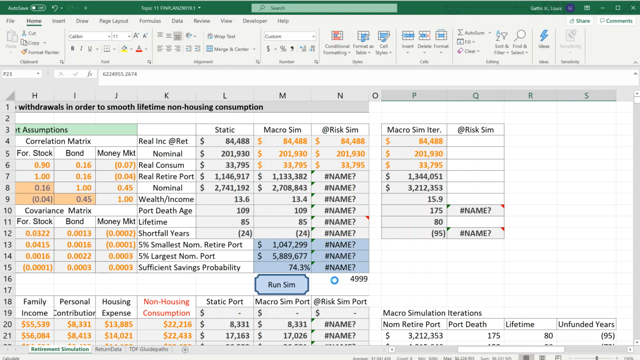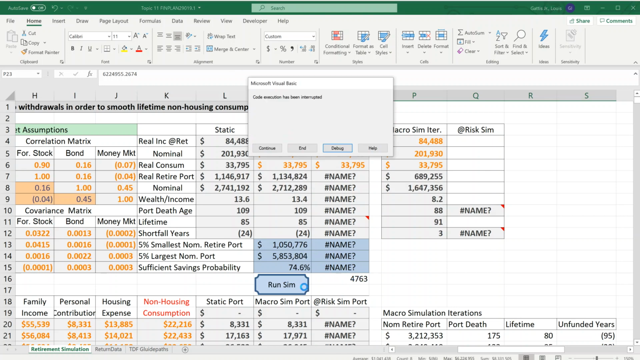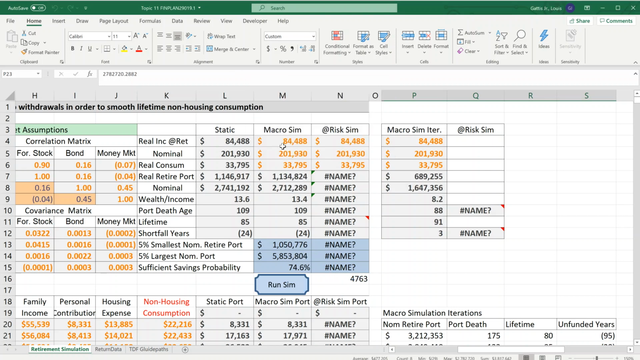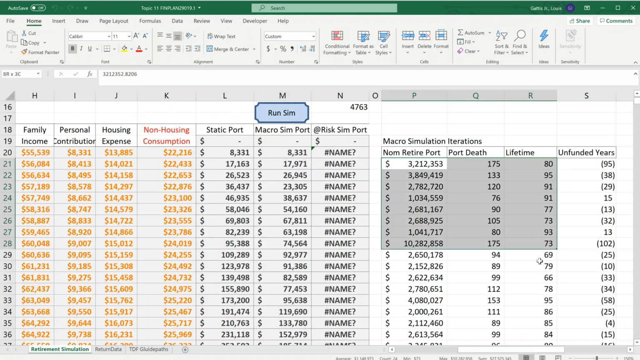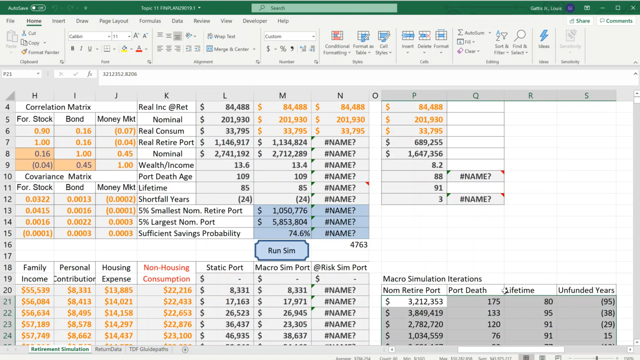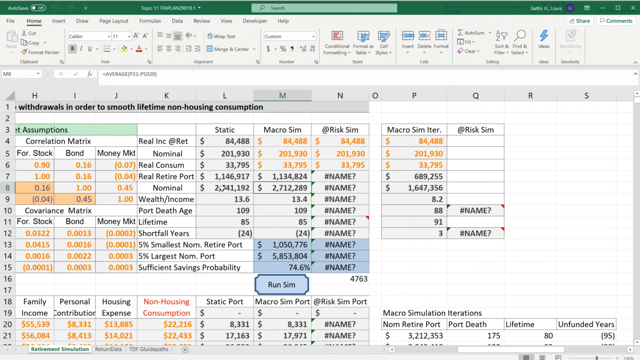Now, it looks like my portfolio is a little timed out, so I'm going to hit escape a couple times. Hit end. And based on that information, these are the 5,000 iterations. And here's what you find out. On average, you will get $2.7 million, exactly the static model. On average, you will retire based on these assumptions with a wealth-to-income ratio of 13. On average, your money will last 109 years. On average, you will last 85 years.